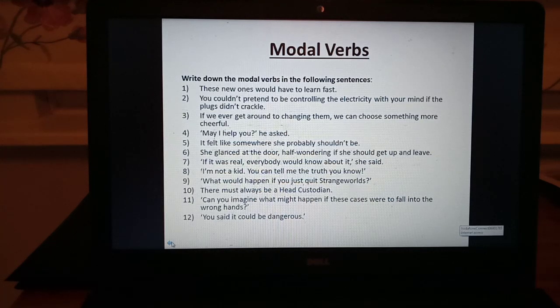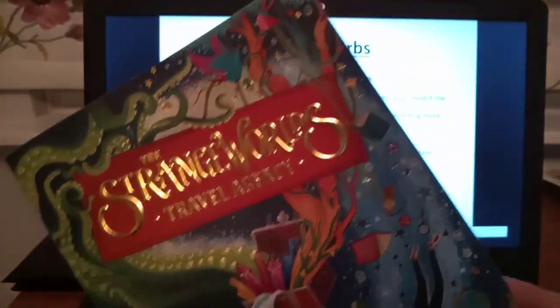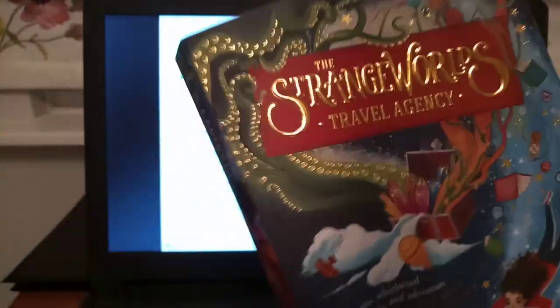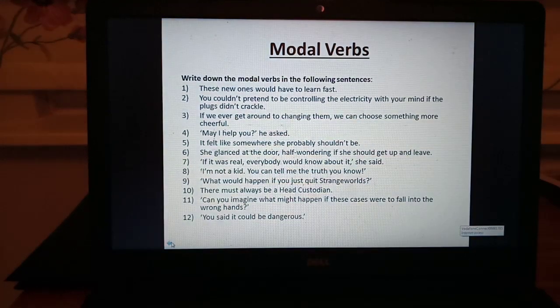Anyway, back to work. So, first activity on here, modal verbs. Again, I have taken all of these examples from the Strange Worlds Travel Agency book, which I am loving. Read them, don't copy them all out. You don't even need to screenshot and print this. Just numbers 1 to 12 on a piece of paper and write down one verb in each sentence that you identify as being a modal verb.